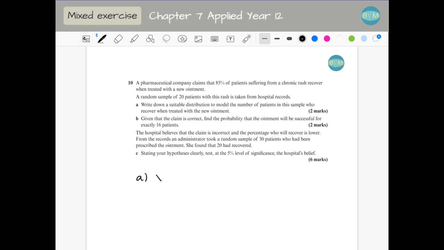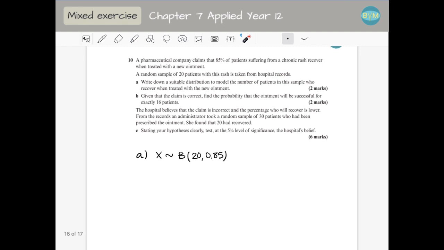So we can consider the number of patients that recover as a binomial, 20 because we are checking on 20 patients, and 0.85 because that is the proportion that recover. And be careful, just in case they say recover here and don't recover there or something similar. Always check that you are writing the right probability.